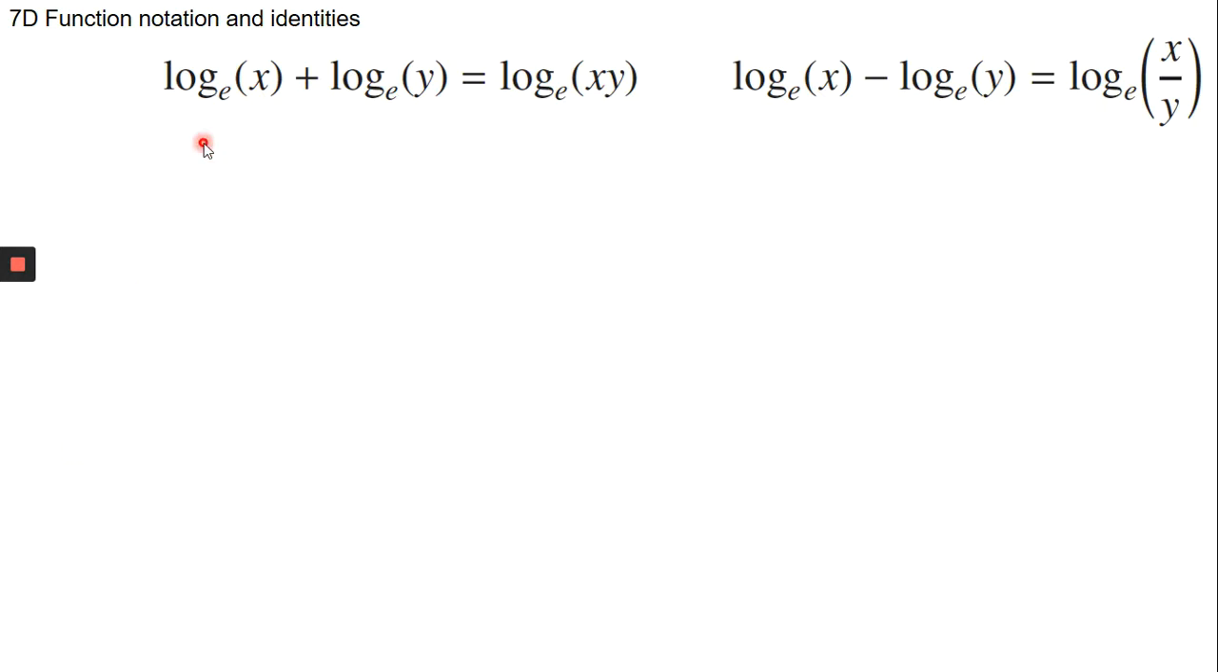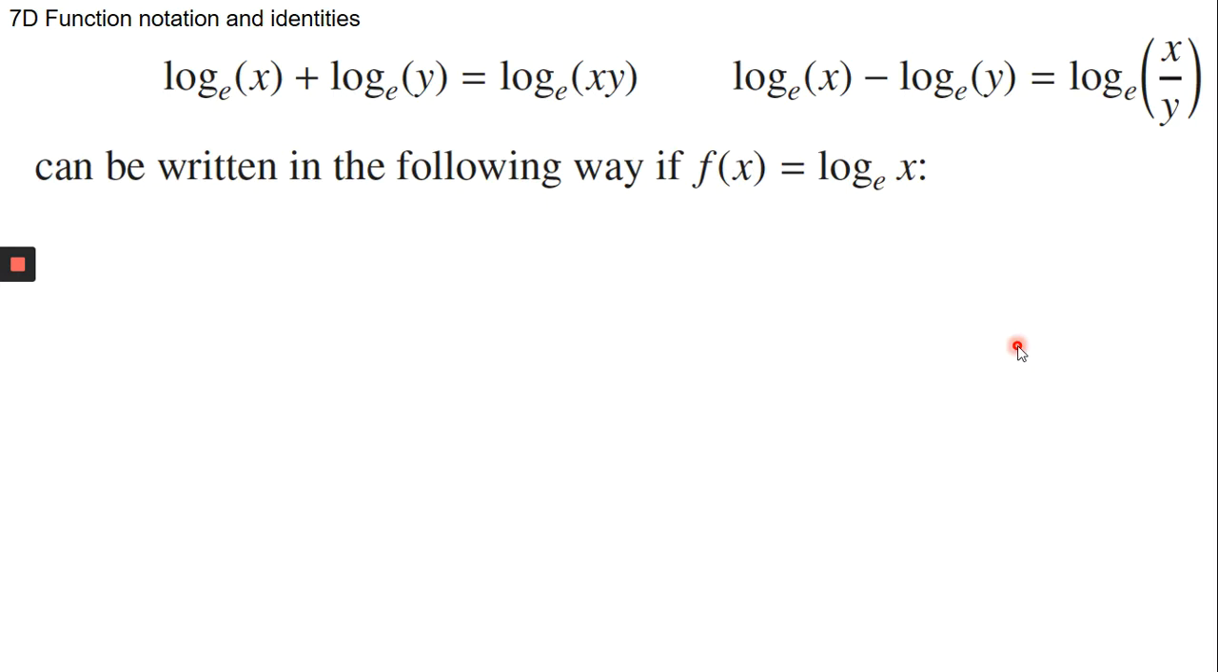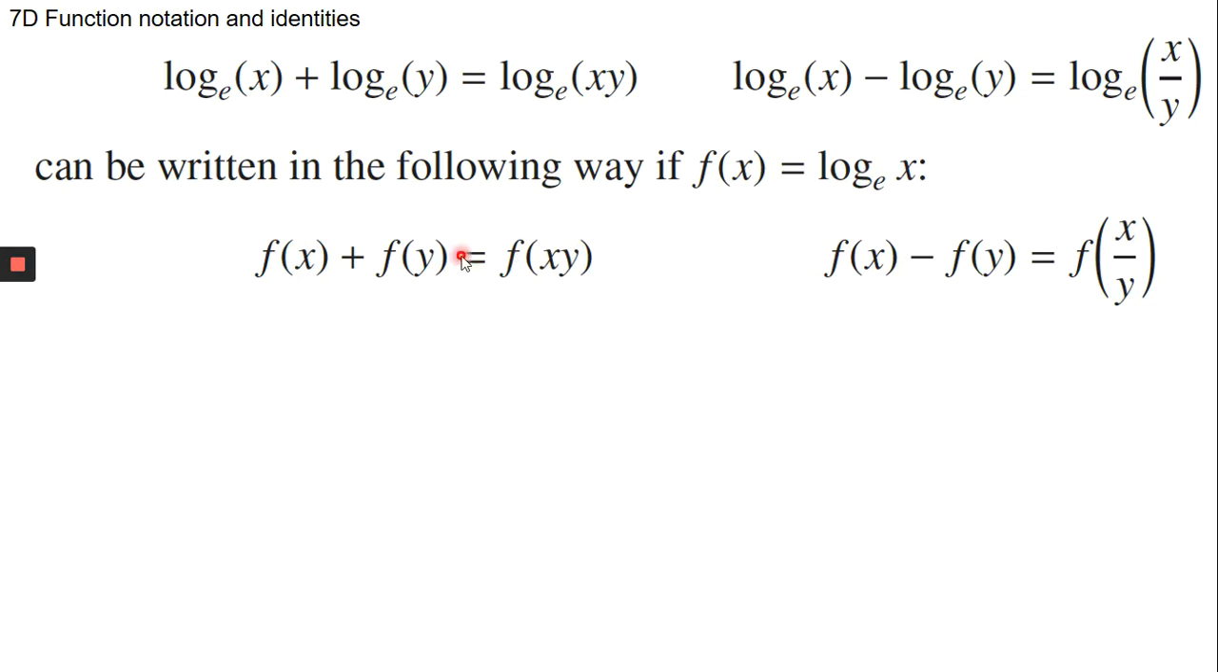So we know this from previously, yeah? If we're adding logs, we just multiply them here, and if we're taking them away, we just divide them here. So if we just say f of x is log e of x, then we add them together, multiply, take them away, divide. They've not done anything there, they've just set up a situation to make it a little bit neater.